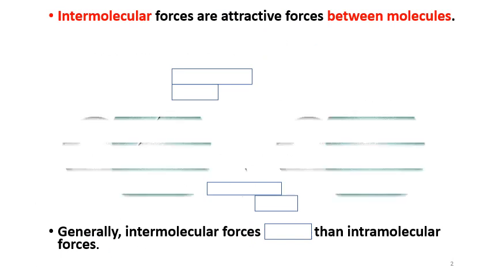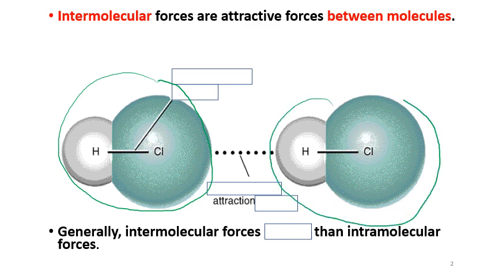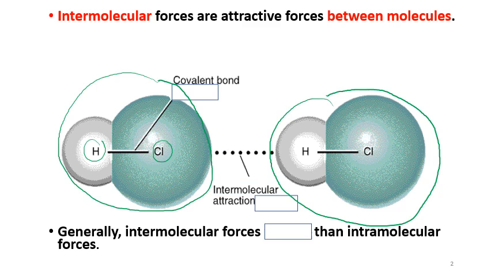Okay, now I'm going to show you two molecules of HCl. Here is one molecule, and then here is another molecule. So the bond between H and Cl is a covalent bond, while the dotted line here is called intermolecular attraction or intermolecular force. So in between, the covalent bond is stronger than intermolecular force.